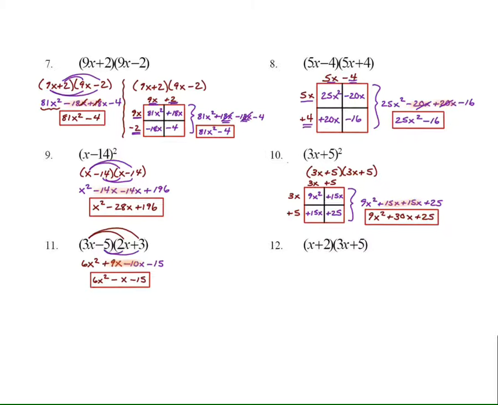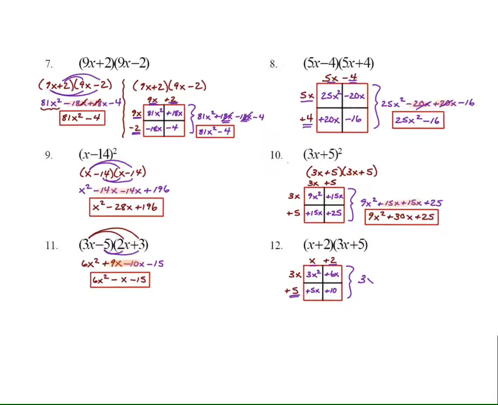Number 12, still a binomial times a binomial. In this case, I'll make a box. It doesn't matter which one you put across the top or across the side, because you're going to end up multiplying everything anyway. So filling in the box, you should get 3x squared and plus 6x across the top, and then plus 5x, and then plus 10.